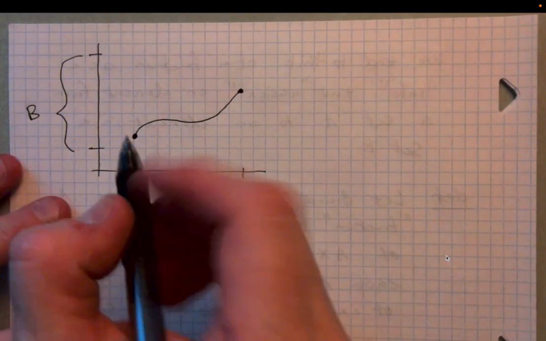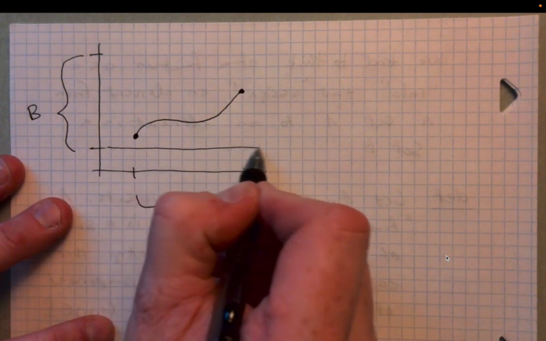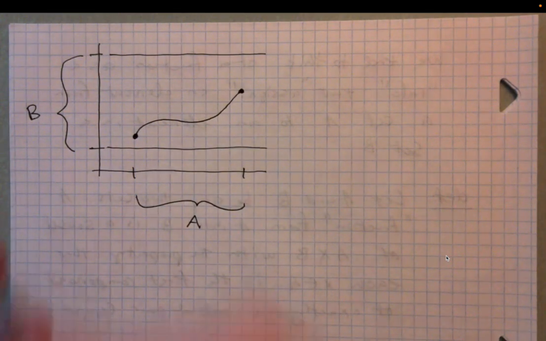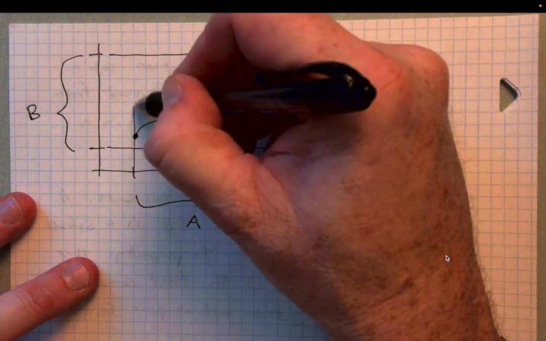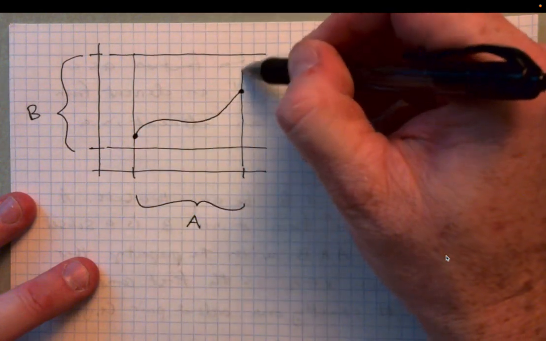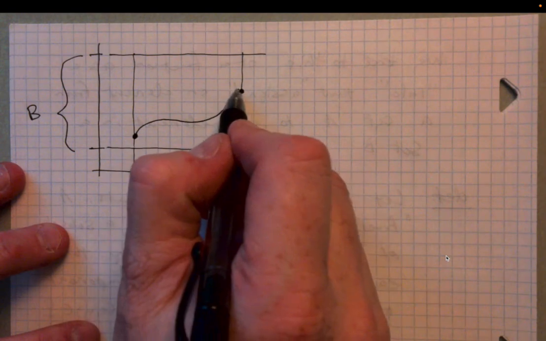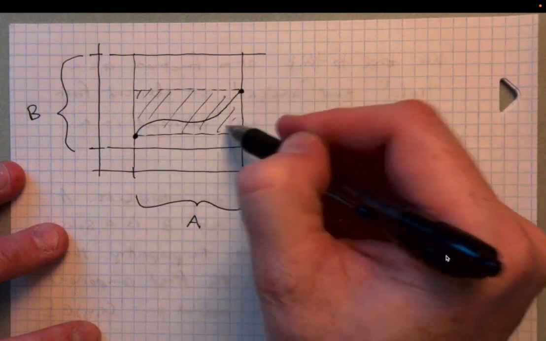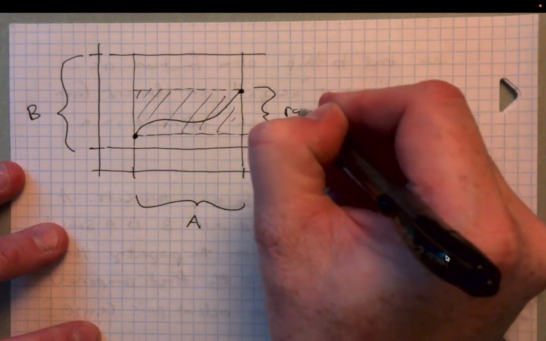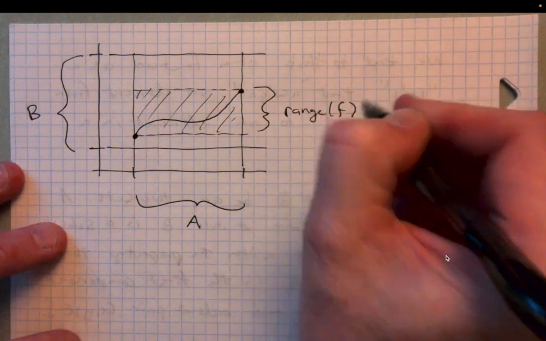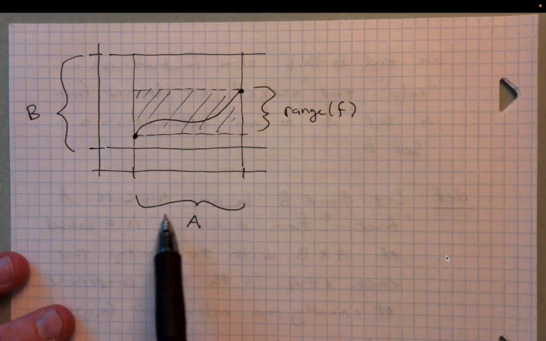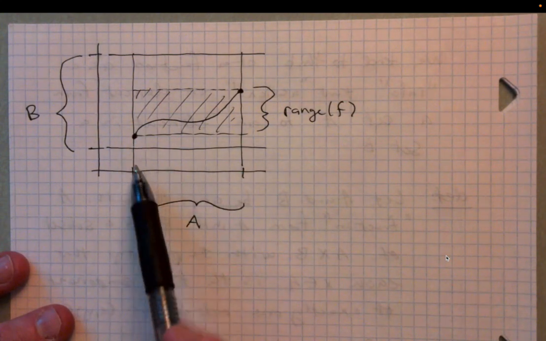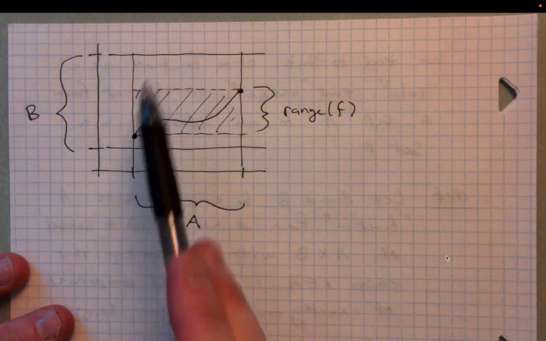Okay, now notice that the codomain is this, right? And the domain is this. Now the range is actually going to be right here, isn't it? So this is the range of f. So notice that everything in A is part of the function, it's the domain, but everything in B is not necessarily in the range, right?